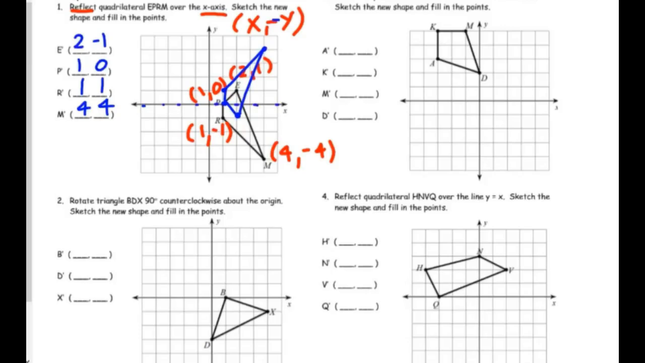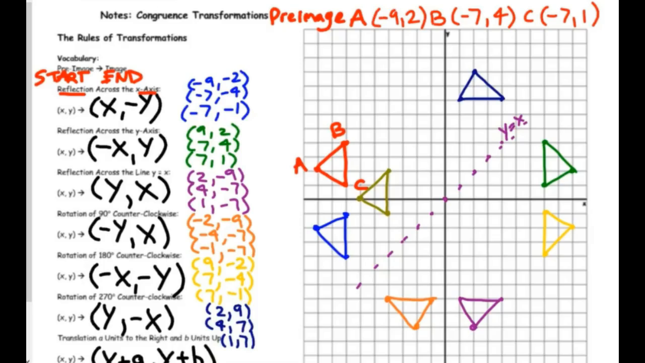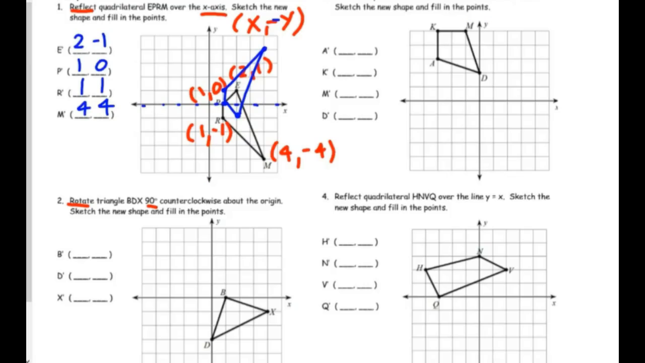Okay. Now number 2 is different because you will have to do 2 changes. This says to rotate 90. So we go back and we see rotate 90 is right there. So this rule is negative y comma x. So I'm going to write that rule, negative y comma x. So notice there is a switching of x and y after you change the sign of the y.